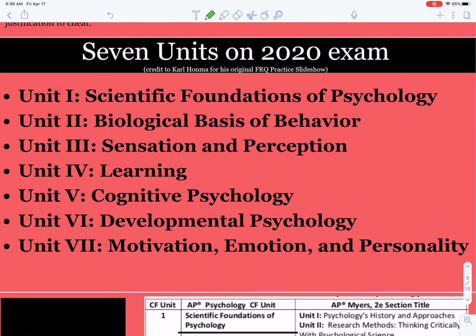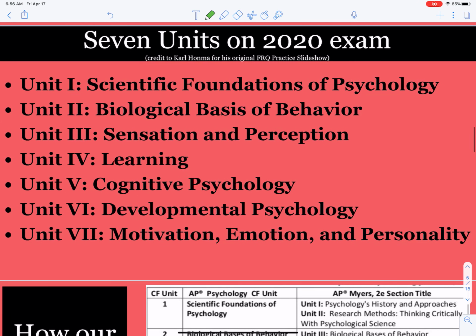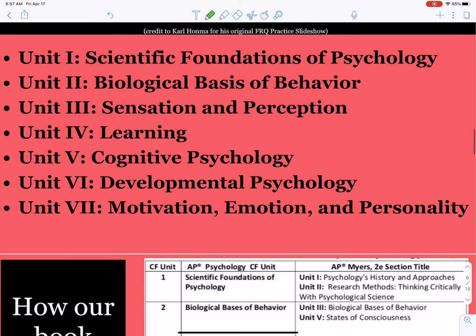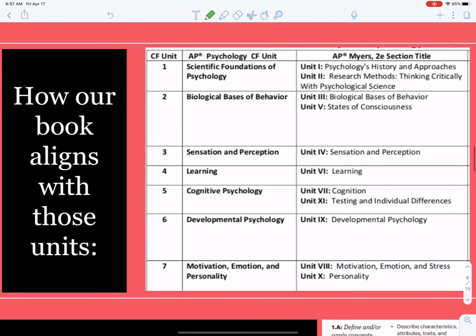Okay, so 7 units on the 2020 exam. Remember, I told you that our textbook units would be numbers 1 through 11. However, that is differently organized than the 7 units in the new AP curriculum, as we've seen on AP Classroom. So let me just show you how that's broken down.